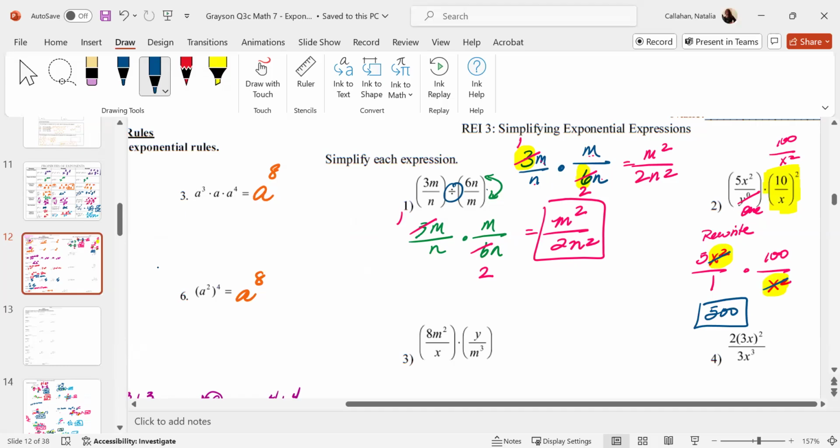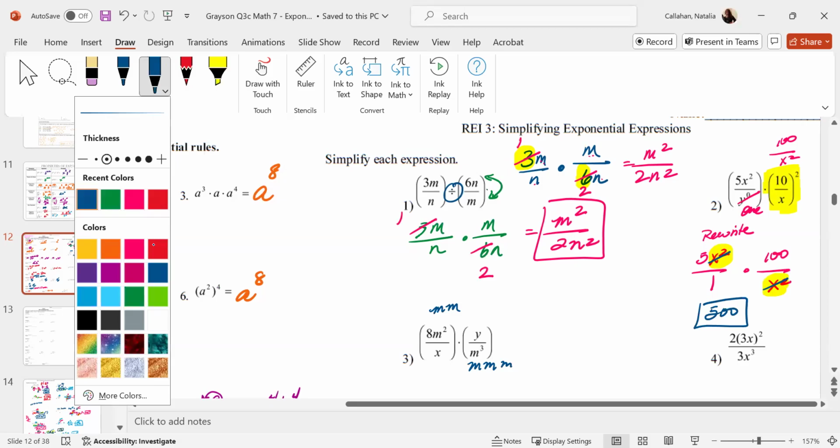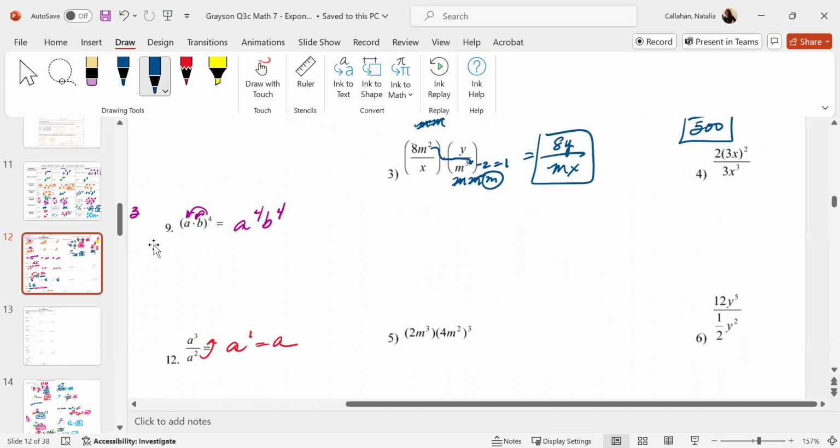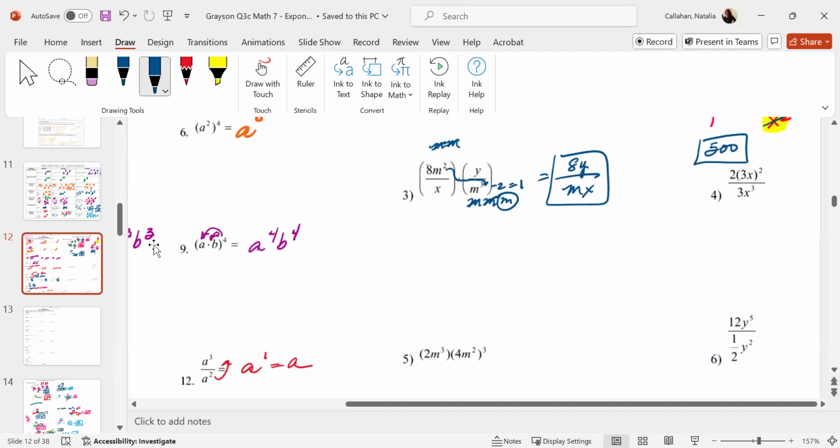Here, all right, do you see the m squared and the m right there? This is saying there's 2 m's. This is saying there's 3 m's, right? So what you can do is cancel the 2 m's and you have 1 m left. Or you can think of it as 3 minus 2 equals 1, correct? 8 times y is 8y over mx. That's your answer. Okay? Did you do any of the other ones, 4, 5, and 6?